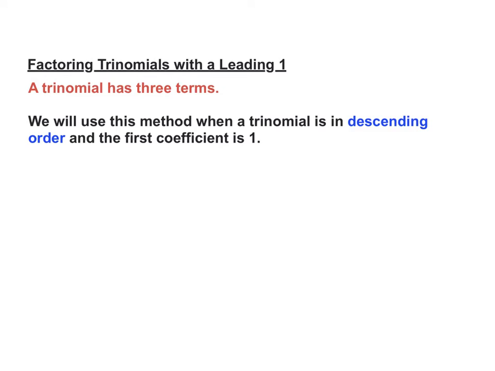Start with the leading 1, factoring trinomials with leading 1. So here's what that really means, right? We've got 3 terms. It's a trinomial. It's got to be in descending order, and the first coefficient, the leading coefficient after it's in descending order, is a 1. This is typical form. Okay, you've got x squared plus bx plus c, where this leading coefficient is a 1.